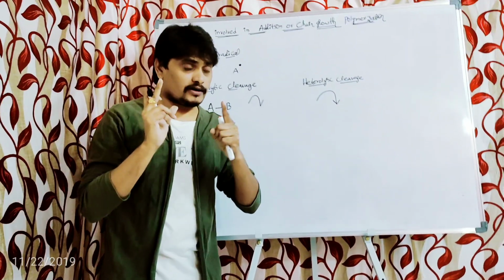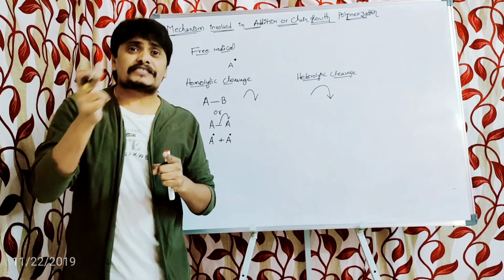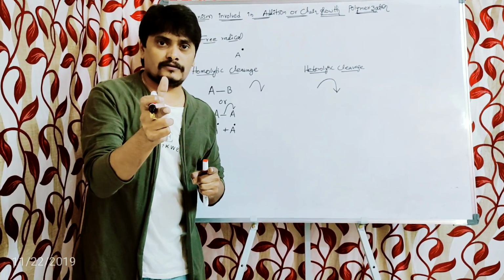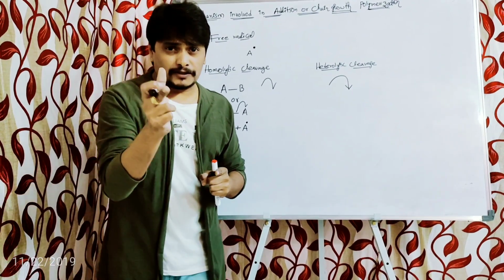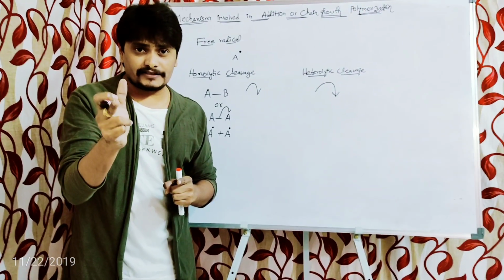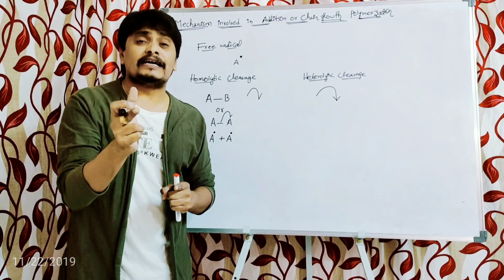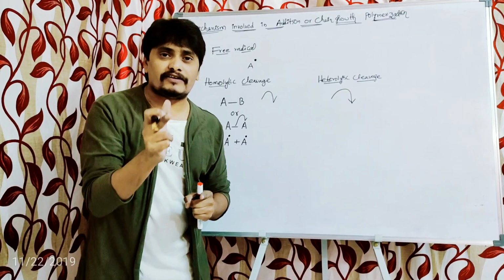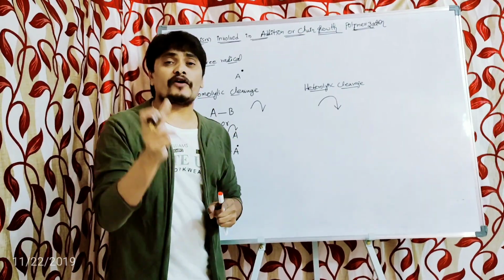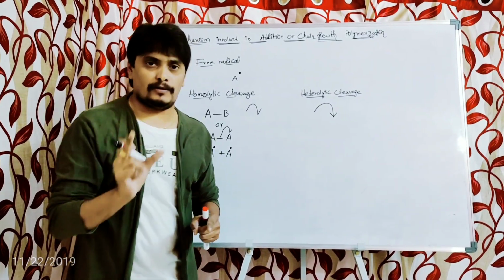Now do remember that the direction of the arrow mark represents the flow of electrons. That is, whatever atom is present at the head part of the heterolytic cleavage arrow will get the negative charge, and whatever atom is at the tail part after the heterolytic cleavage will get the positive charge, because the direction of the arrow mark represents the flow of electrons. So in order to simplify, I will consider one example.